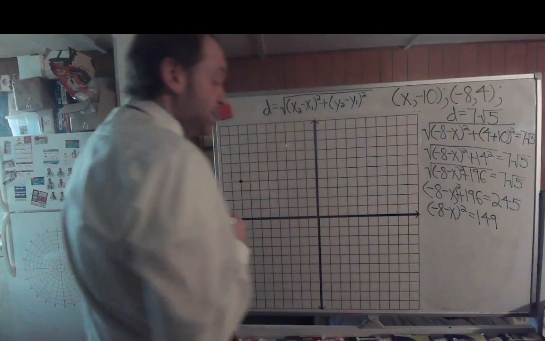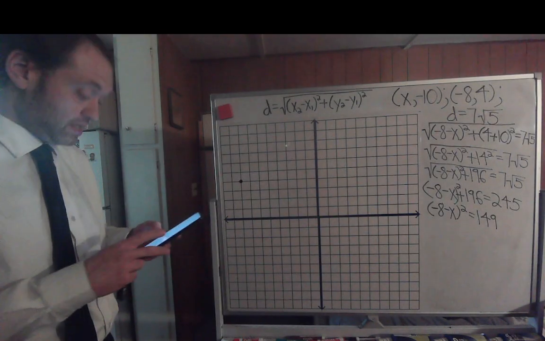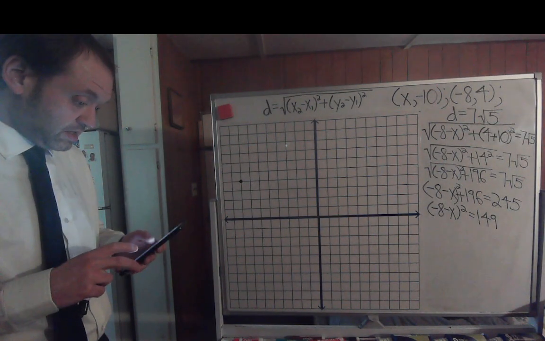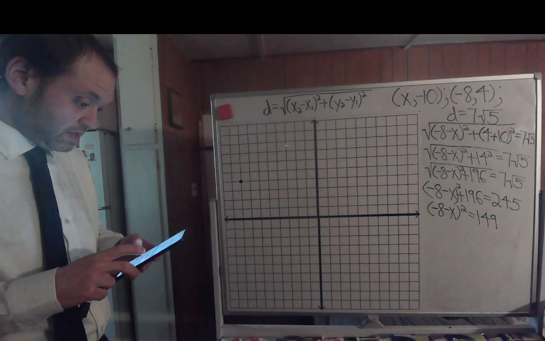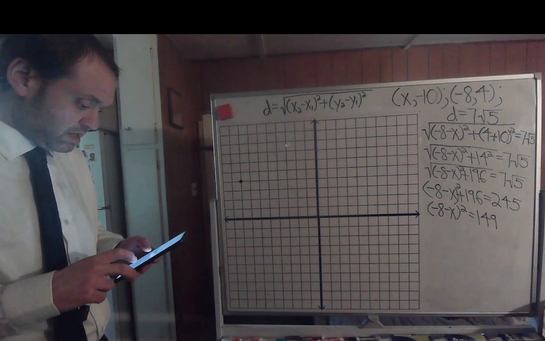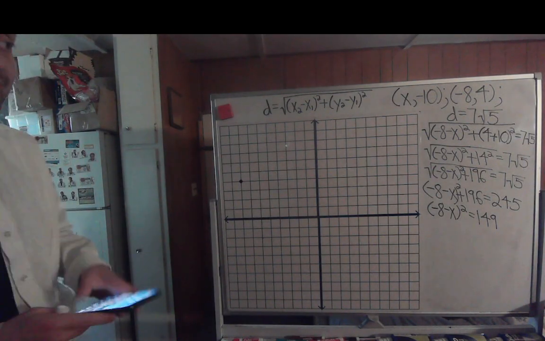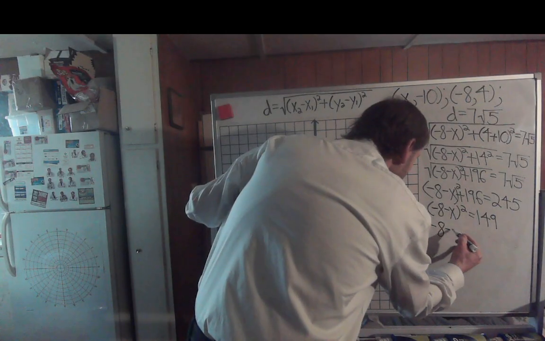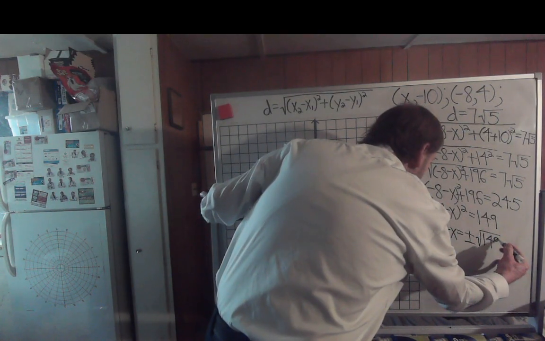Well, this is going to be fun. Does the square root of 149 simplify into anything? That's what I'd like to find out. No, it doesn't. So this would have to mean then that negative 8 minus x equals plus and minus the square root of 149.